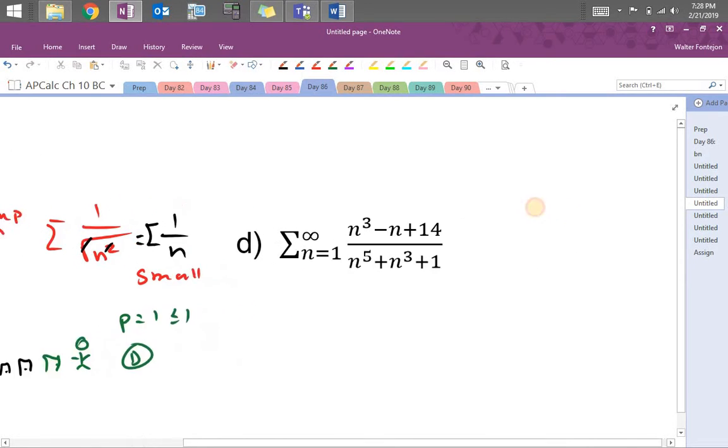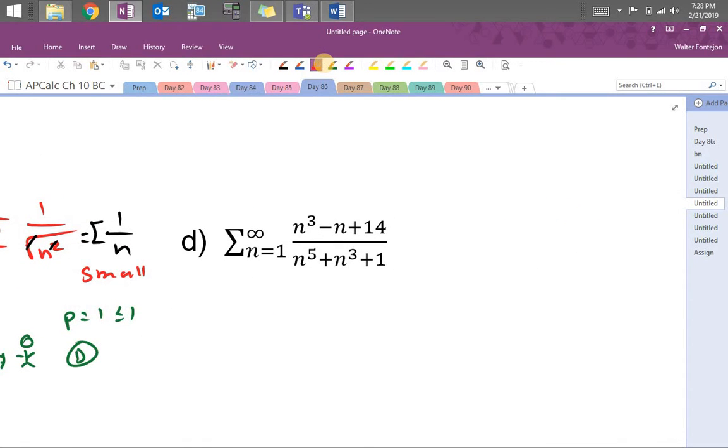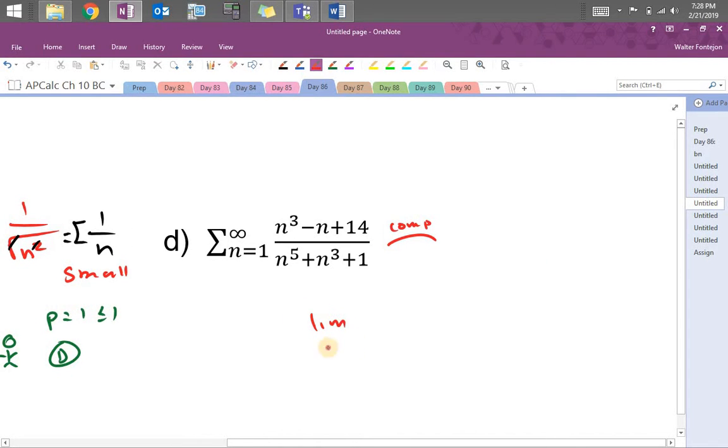Okay, letter D. All right, letter D. We're going to make a comparison test here. Okay, I know some of you guys are wanting to take the limit, but remember, if you take the limit of this, as n approaches infinity, that limit is equal to 0. Doesn't say anything, right? Because the highest power is 5, so the bottom is dominant. The limit's equal to 0. Doesn't really say anything as far as the convergence test goes. So we're going to make a comparison test.